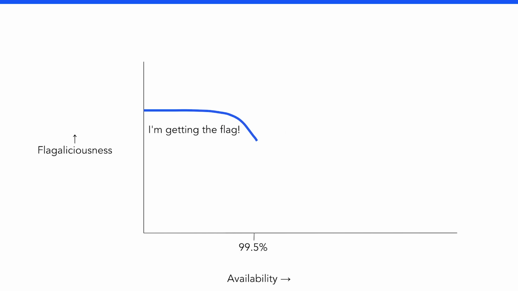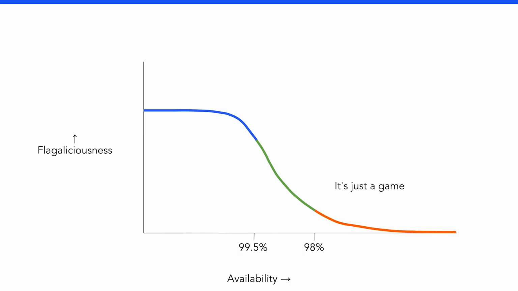At the high end, with 99.5% or better availability, I'm getting the flag. This is a good time. If it's worse than that and I hit a bad period, it's like, all right, I'll try again later. I didn't have to capture the flag right now. I can come back later. And then if it's below 98%, if it's unreliably available, well, it's just a game. It's not a big deal. So maybe if I'm operating a Quake 3 server, I would target 99.5% availability. I don't have to try super hard because it's just a game.